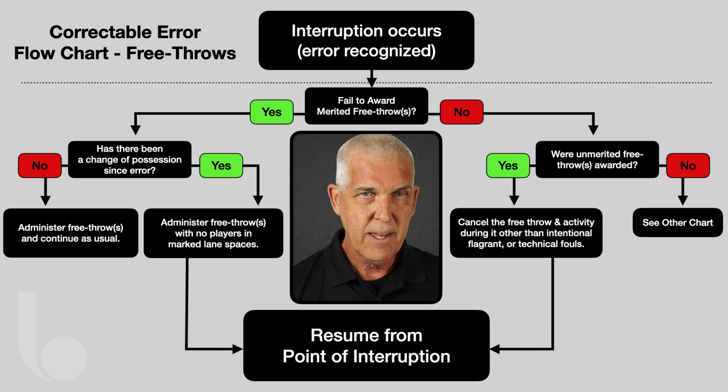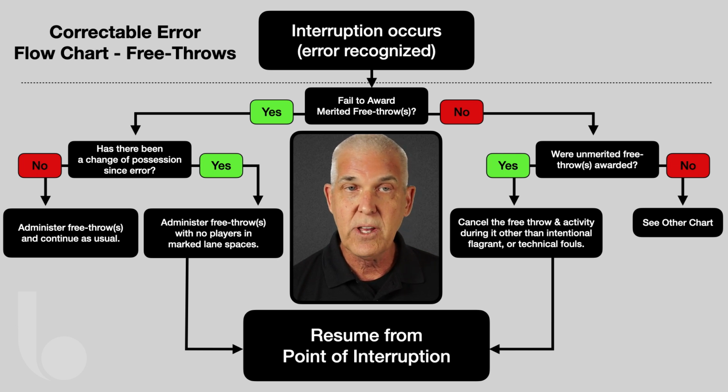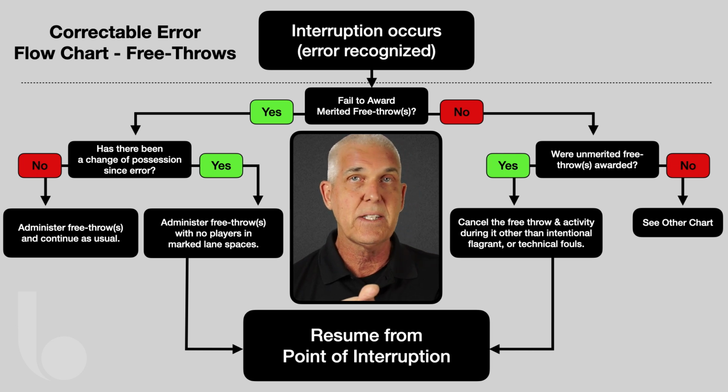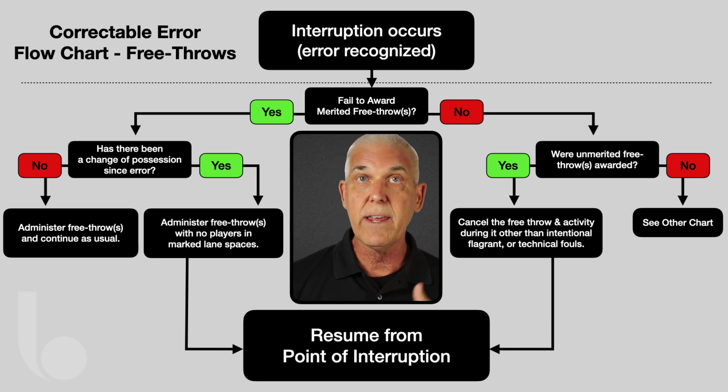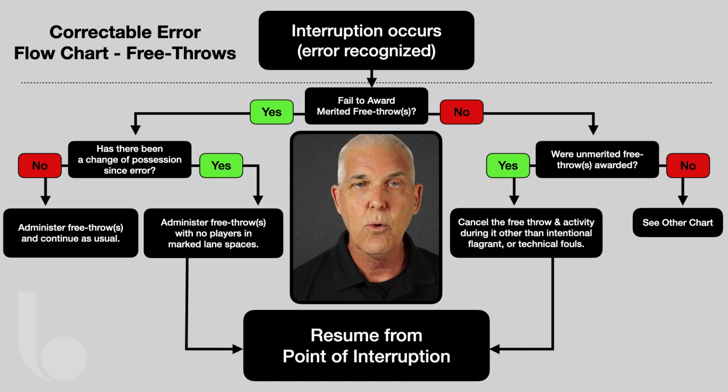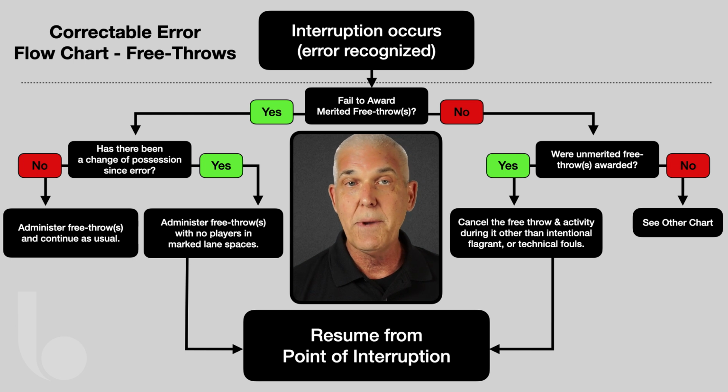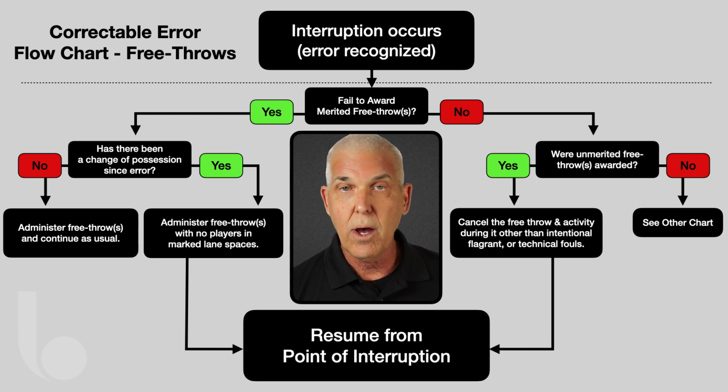We need to know that in terms of how to adjudicate the play. Yes or no. If it's yes, we're going to administer the free throws with no players in marked lane spaces and resume at the point of interruption. If there was no change of possession, then we're simply going to resume with the free throws that were merited. Okay? So fail to award a merited free throw, yes, those are our options. Fail to award a merited free throw, no. Okay. Were unmerited free throws awarded?